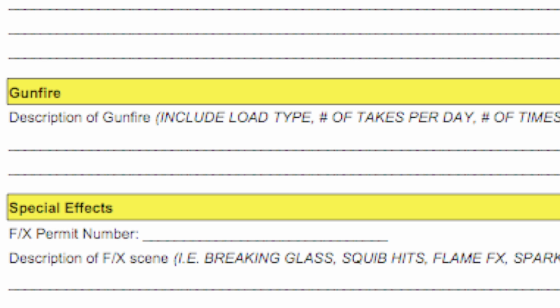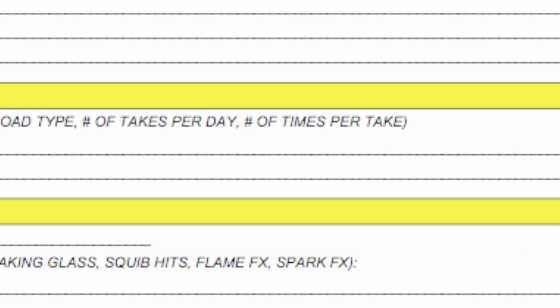If your action includes prop guns or simulated gunfire, you will need to fill out the gunfire section in the location details on the permit application request. Include load type, number of takes per day, number of times per take.